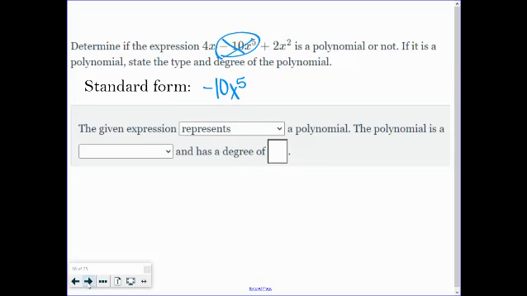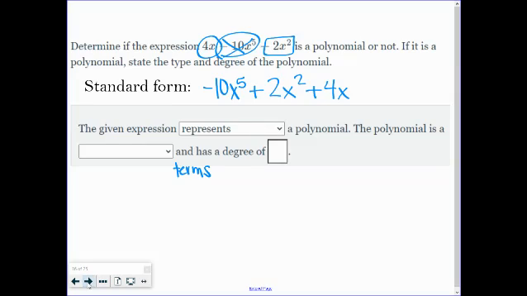Okay, the next biggest exponent is 2x to the 2nd power, and then the smallest exponent is 4x. So I'm really just rearranging from largest exponent to smallest exponent. Now the polynomial is a blank. This is going to look for the word for terms.